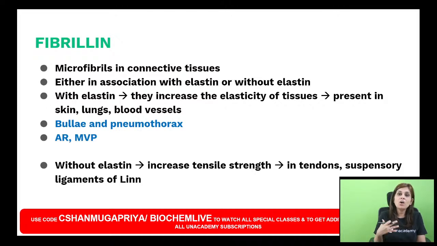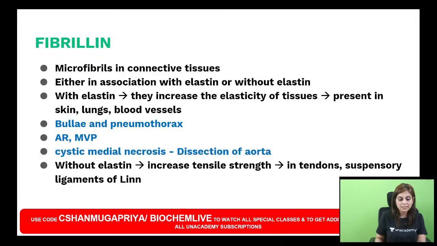I told you TGF beta causes necrosis. Now what happens in Marfan syndrome? In Marfan syndrome, there is no reduction in TGF beta, so there is excessive necrosis. Whenever there is cystic medial necrosis along with aortic regurgitation, cystic medial necrosis causes aortic dissection.